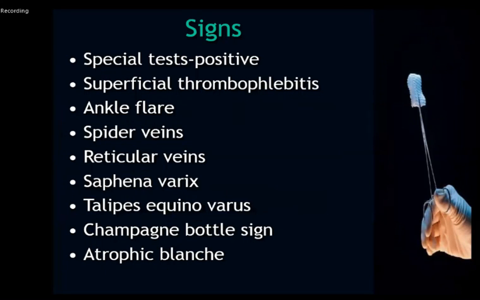So come to the signs. There will be superficial thrombophlebitis, ankle flare, spider veins, reticular veins, saphena varix. This saphena varix is a dilatation at the end of the long saphenous vein at its junction with the femoral vein. This is usually the dilated end of the long saphenous vein. Talipes equinovarus, champagne bottle sign, and atrophie blanche. There are some pictures that will clarify it to you.